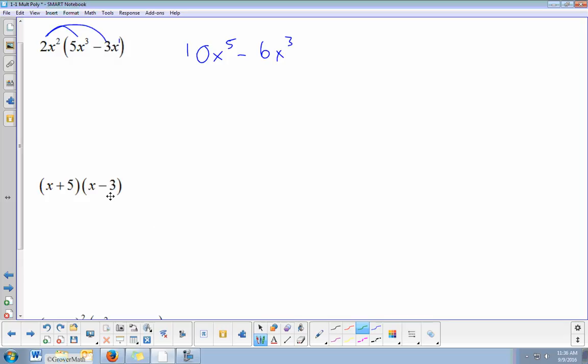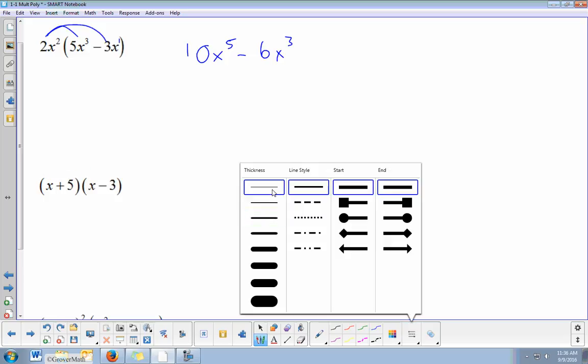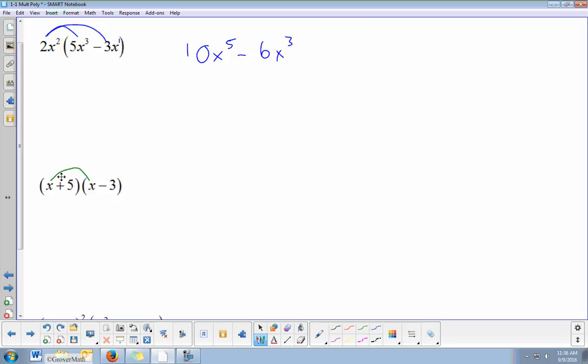All right, here we got a binomial times a binomial. So if we do distribution here, I'm going to multiply x times x and x times negative 3. X times x is x squared. X times negative 3 is negative 3x. Then I'll do 5 times x to get a positive 5x. 5 times negative 3 to get negative 15. Of course, you have to know your basic principles of when I multiply a positive times a negative, it's negative and things like that. At this level, you're expected to be able to do this fairly easily.